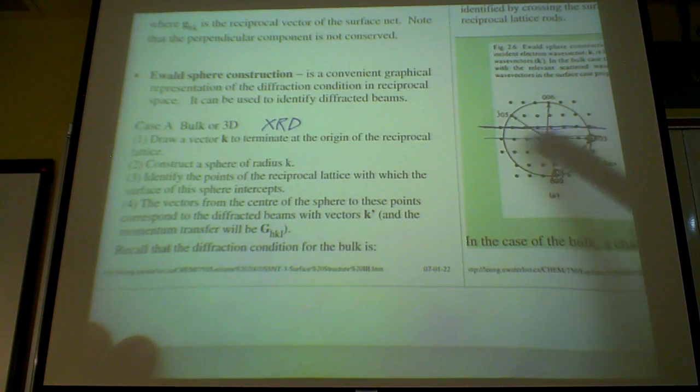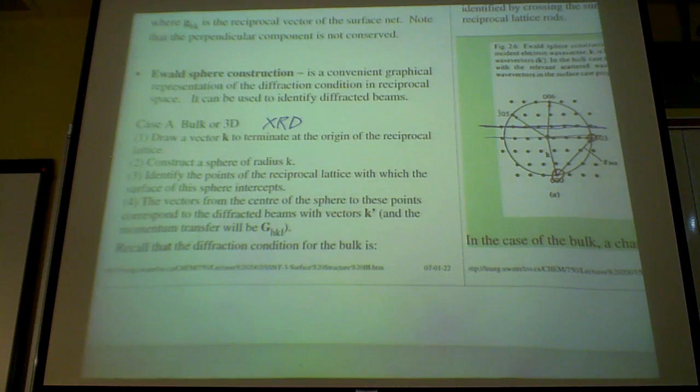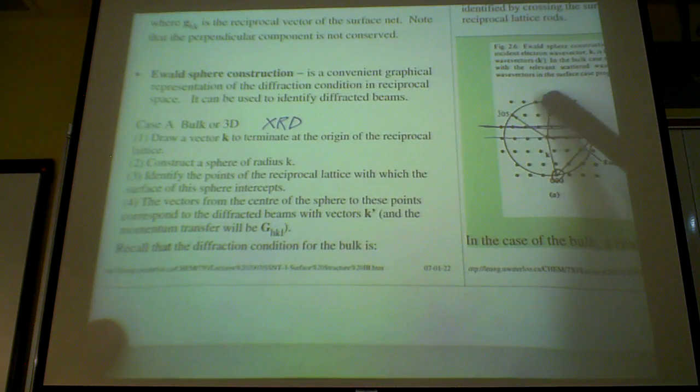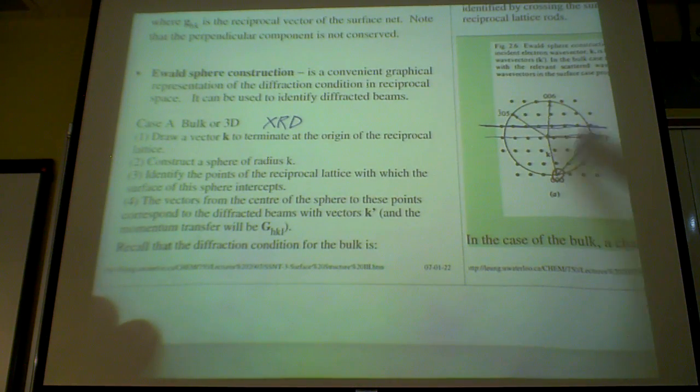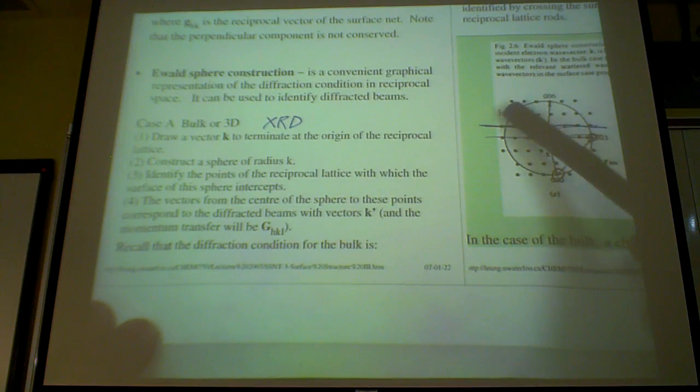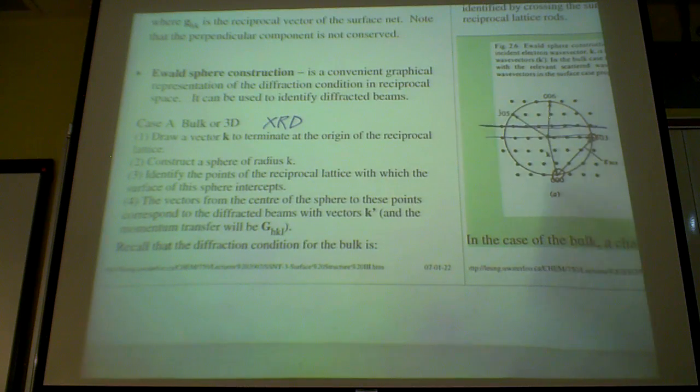And from here, you imagine you start a balloon from this point, a sphere coming out with the radius of this vector. This becomes the radius of your balloon. And the balloon will intercept different points on your grid, on your lattice. Whenever you have an intersection of the surface of your balloon with a lattice point, then you have a diffraction vector. So that's basically it. That's basically what I said here.